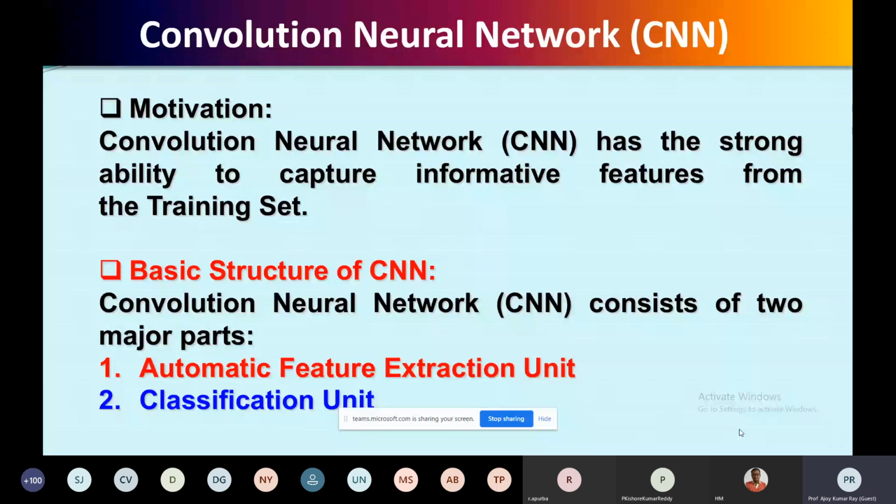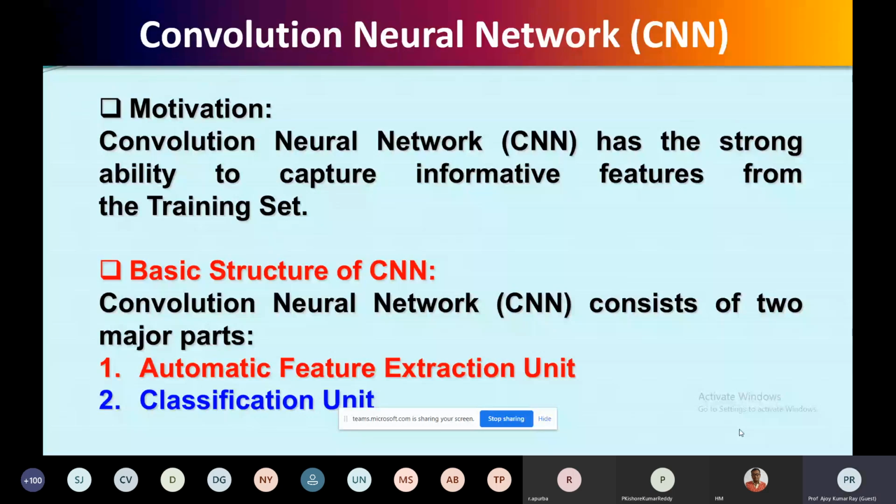So let's see, one of the advantages of this convolution neural network is that here you need not select the features. Feature extraction will be done automatically.